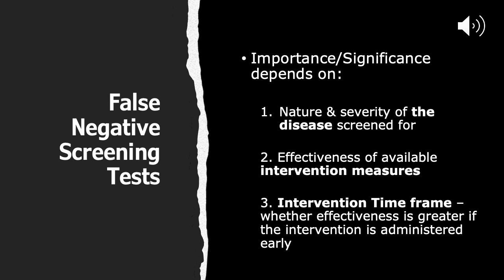Intervention time frame. If you have a false negative, what is the likelihood of the severity of the disease getting worse the longer it goes on? And is the effectiveness of treatment greater if the intervention is administered early? We're using prostate cancer as an example, but obviously all of these things apply to the various diseases that we screen for and what a false negative screening could be.